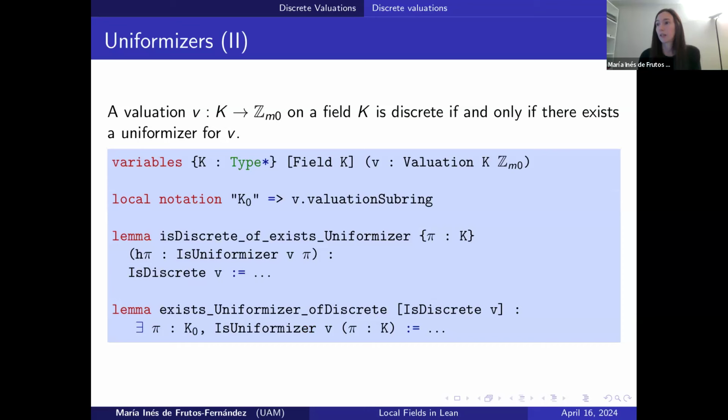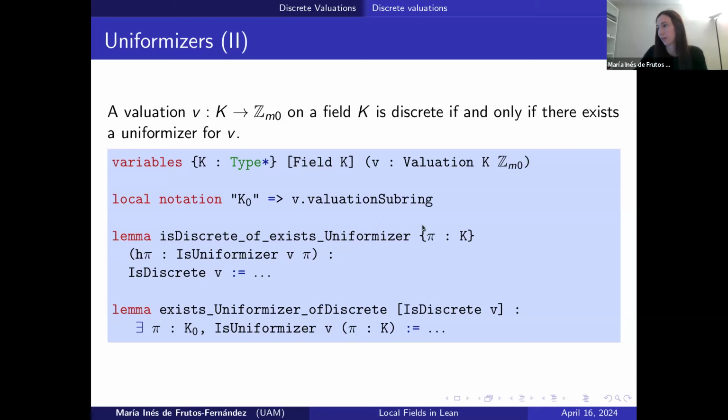We prove that a valuation v on a field K is discrete if and only if there exists a uniformizer for v. We do this in two steps in the formalization. Here I am declaring the variables: K, the hypothesis that K is a field, and v, which is a valuation on K with values in the set with zero. I'm setting up notation K naught for the unit ball of this valuation. And then I'm splitting the proof of this statement in two parts.